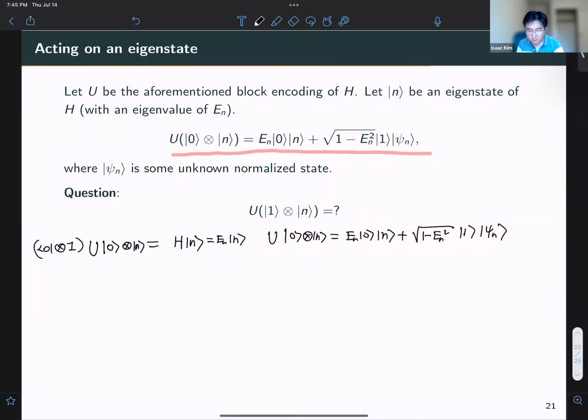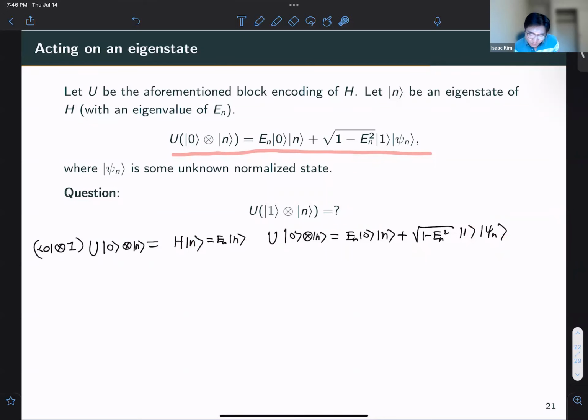This is some subtlety that I haven't mentioned before, but basically, if you think about it, if you have the 0 component here, then what you have here will not be exactly E_n times n. There'll be some extra stuff, but you don't have that. So that's why this thing has to be in the 1 state. And what happens to the remainder of the state? It'll be some state that will depend on n, but I don't know what that state is. I'm just going to denote that as psi n.